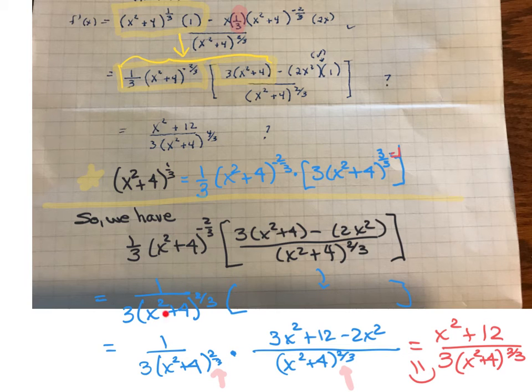And then we're going to multiply this times this: x squared plus 4 to the 2/3. Same thing to the 2/3. Add them, 2/3 plus 2/3, which is what you see here. You add them and you get 4/3. And that should be a 4/3 over here. And so we get x squared plus 12 over 3x squared plus 4, all raised to the 4/3.